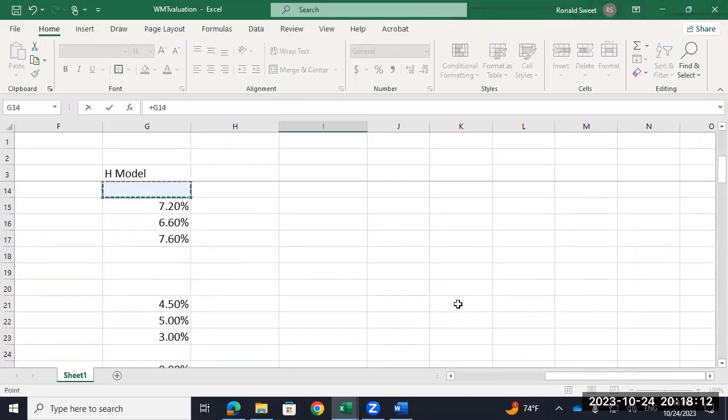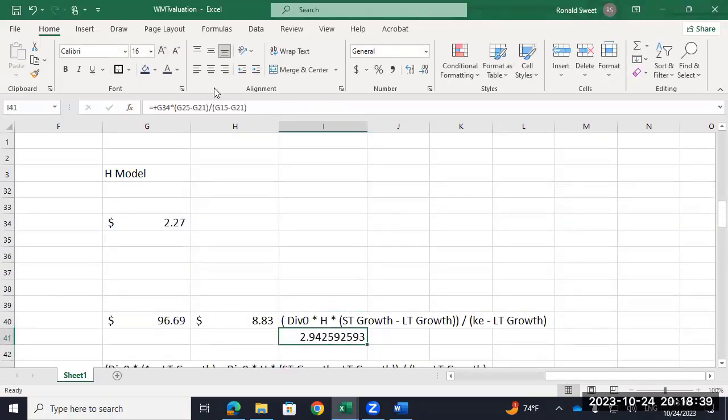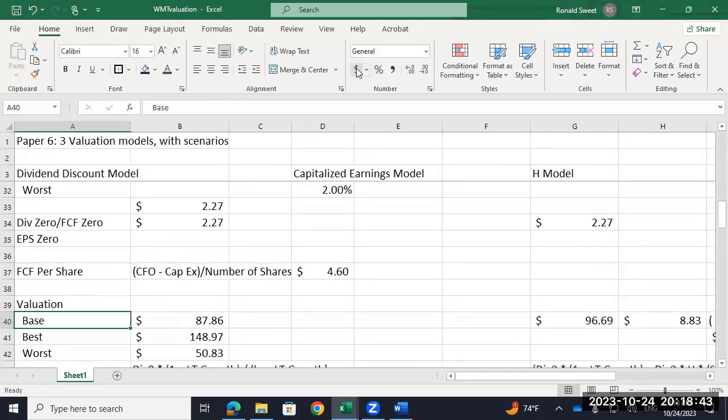Dividend zero. I don't know where it is. There it is. Times short-term growth minus long-term growth divided by KE minus short-term growth. And did something wrong, or I've got, no, that looks right. So there's something wrong with my formula.